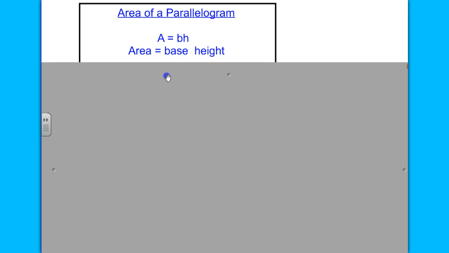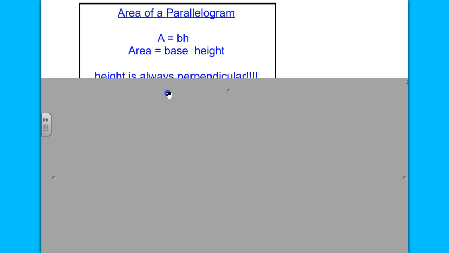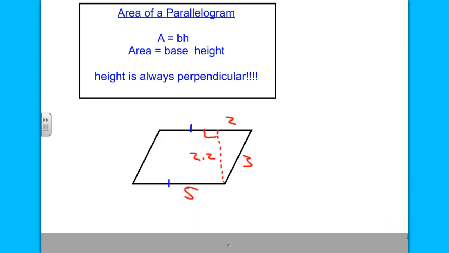Now sometimes, because some parallelograms are rectangles, people say area equals length times width, right? And length and width are synonyms for base and height. Remember, height in geometry is always perpendicular. So you need to make sure height is a right angle to the base. Okay, we're going to find the area of 2 parallelograms. So here's the first, and so jot down a quick little image. We've got a lot of numbers here.